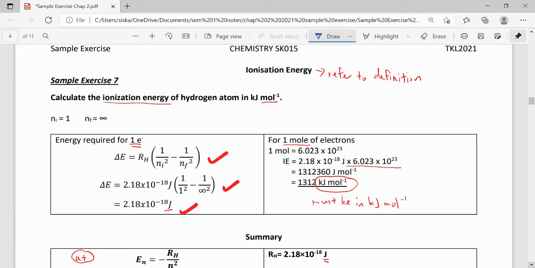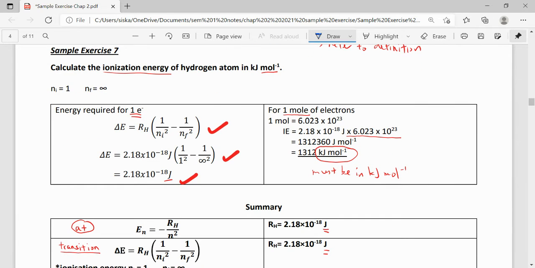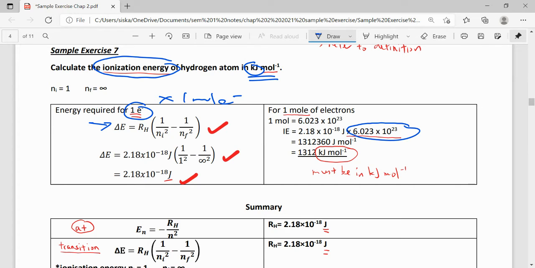Another term that you have to remember is ionization energy. For ionization energy, the final unit must be kilojoule per mole. What we are calculating here is only for one electron, not 1 mole of electrons. Therefore, in order to get kilojoule per mole, you need to multiply by the Avogadro constant. And remember it must be kilojoule per mole, not joule per mole.